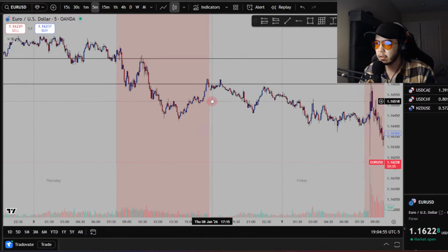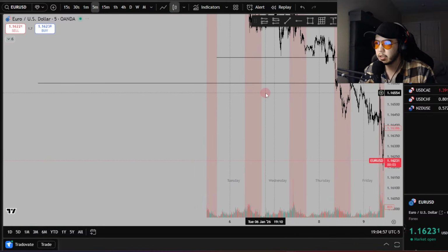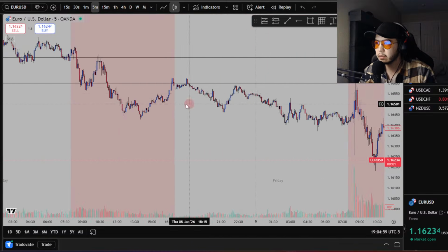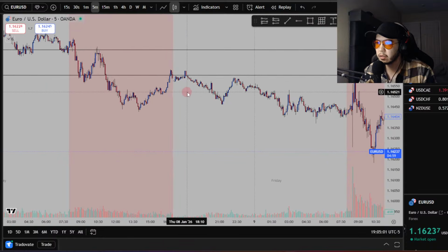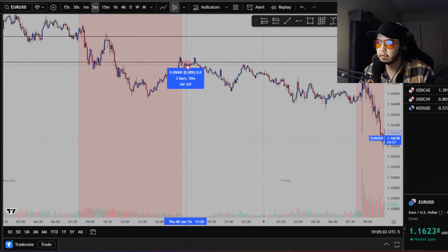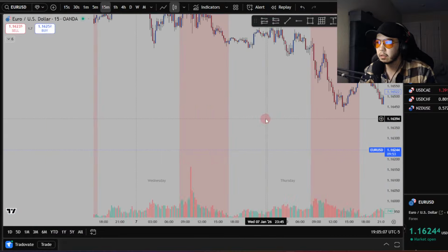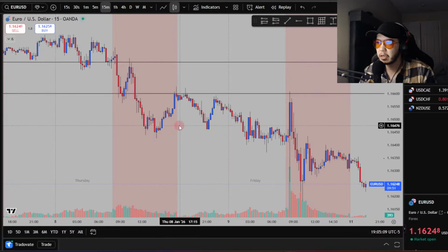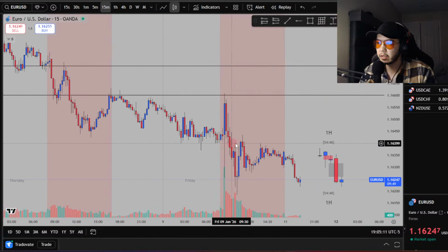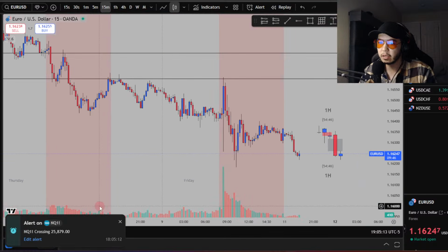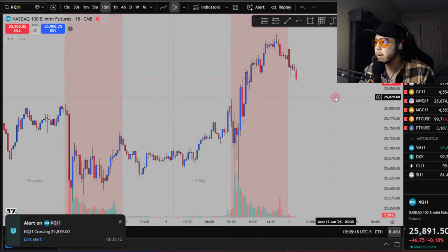And you can see that you get the opportunity right away as the market opens on Friday. The price closed above it on 5 minute and then closed below it. I usually use either 5 minute or 15 minute for my entry for the forex, but I haven't traded forex in a while. So our alert went off on NQ.